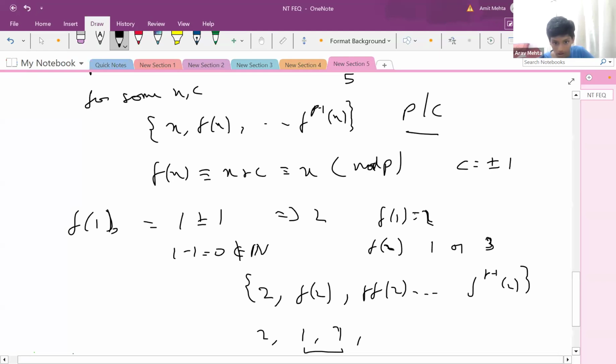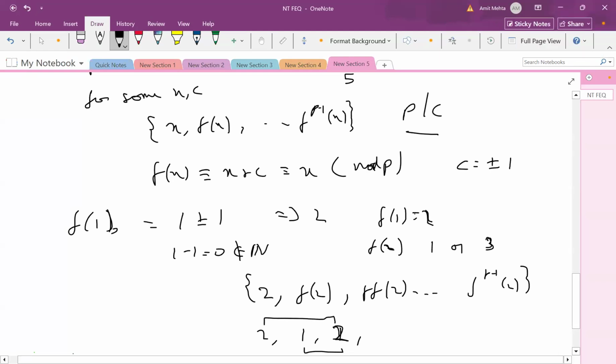Oh, f of 1 is 2, but then mod p these two are the same. So, contradiction. It doesn't work immediately? I'm not sure, we still have some work left. No, I mean this is right, 2 and 2 have to be the same modulo p. So yeah, contradiction. So f of 2 is 3.